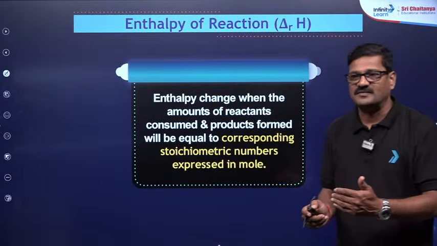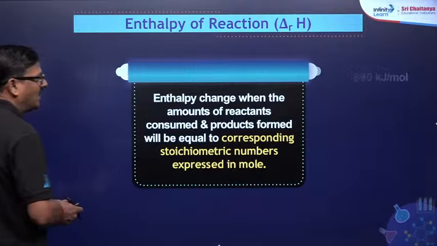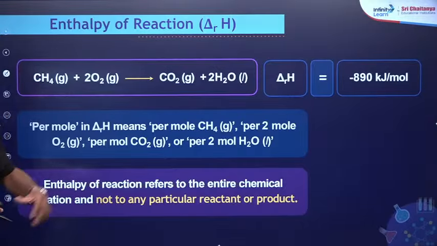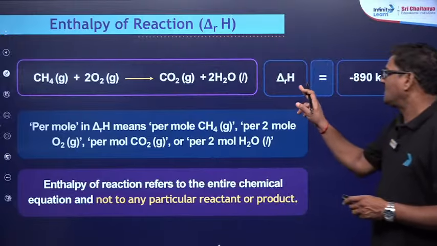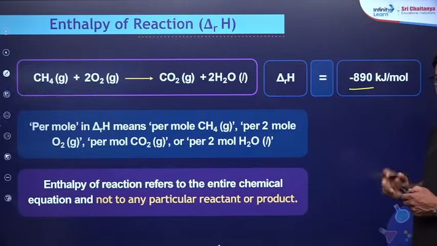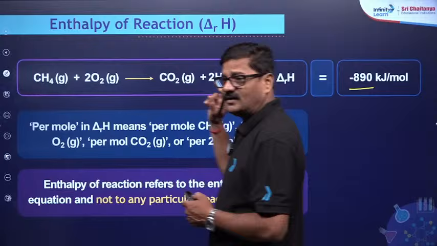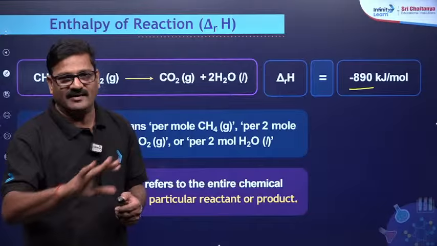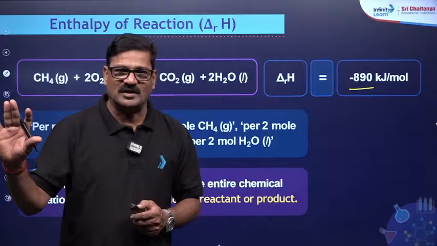So the enthalpy of reaction could be positive and could be negative. Let's see, methane is burning in oxygen, gives us carbon dioxide and water, and the enthalpy of the reaction is calculated experimentally, supposed to be minus 890 kilojoules per mole. And whenever you see these values, you should never memorize any values except the enthalpy of neutralization.